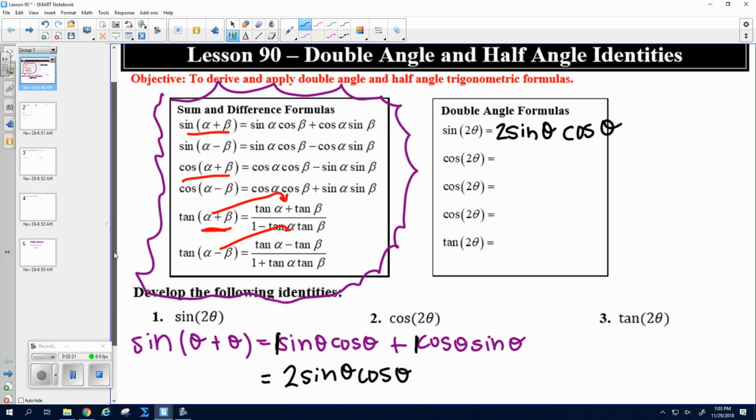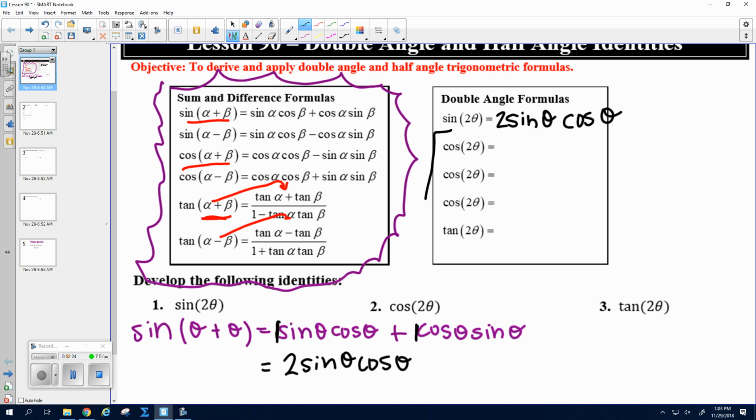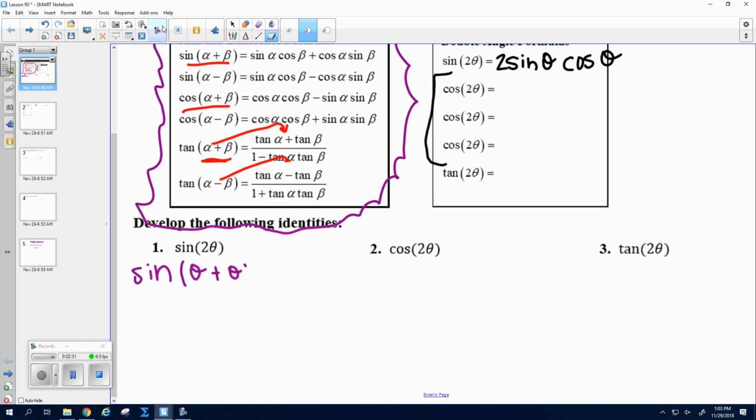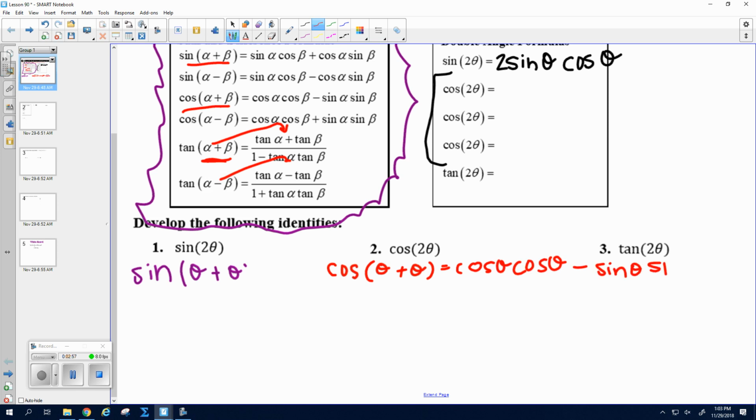Now we're going to develop the cosine one. There are 3 cosine 2 thetas, which all stem from 1. It's not actually that bad. I have to erase so I have some space. So now I've got cosine of 2 theta, which I could also write as cosine theta plus theta, right? That's still 2 theta. And then I can use the formula cosine, cosine, sine, sine. So I go cosine theta, and if it's positive here, it's negative here. Sine theta, sine theta.